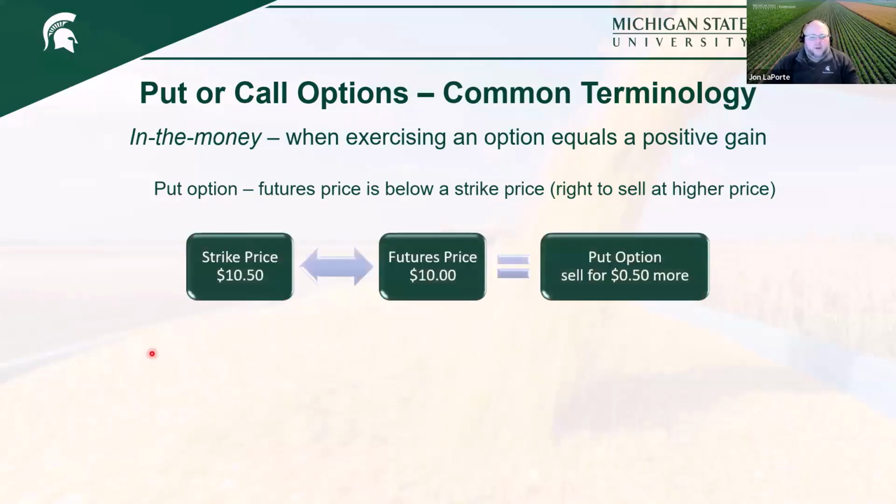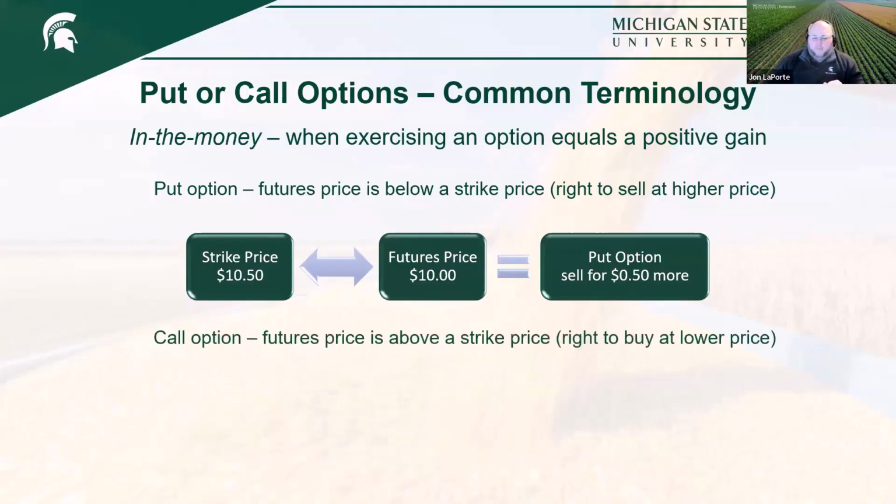So an example of this would be our strike price for soybeans would be about 10.50, and the futures price ends up being 10. Well, because we have the put option, we have the right to sell at 10.50 instead of 10. So we're gaining 50 cents on that sale. And so that's where we're in the money. We're making money on this.